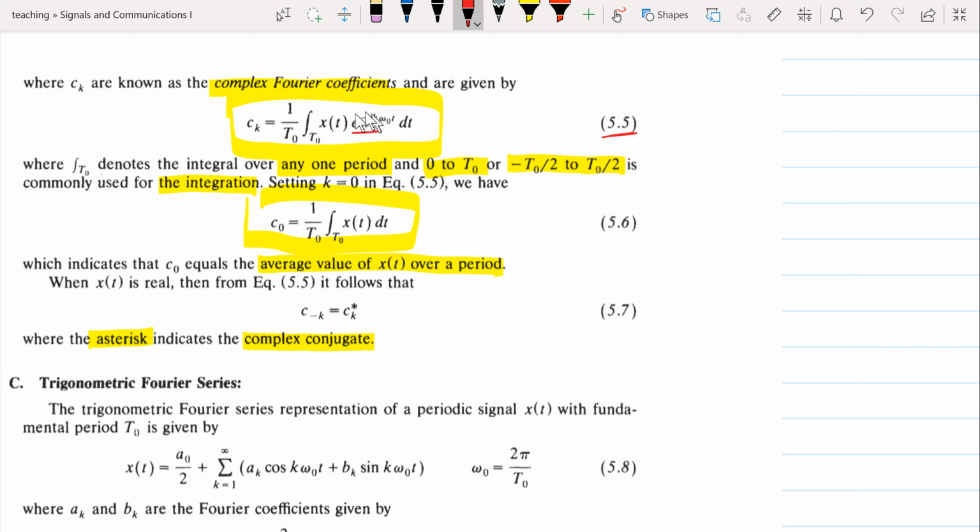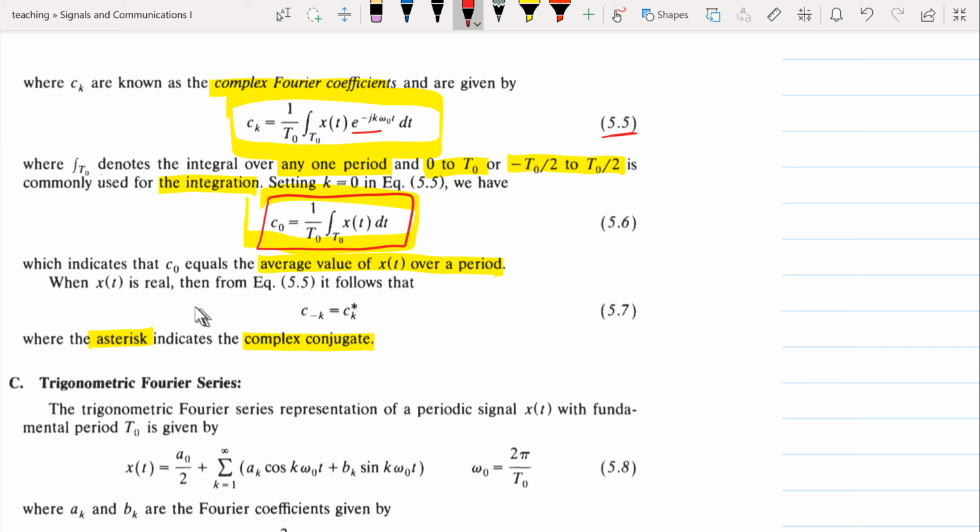So if from equation 5.6 we set k equal to 0, this term goes, and you are left with c naught equal to 1 over t naught times the integral of x(t) over the period of integration. And therefore, what we are saying now is that c naught, as we can see, equals the average value of x(t) over a period.